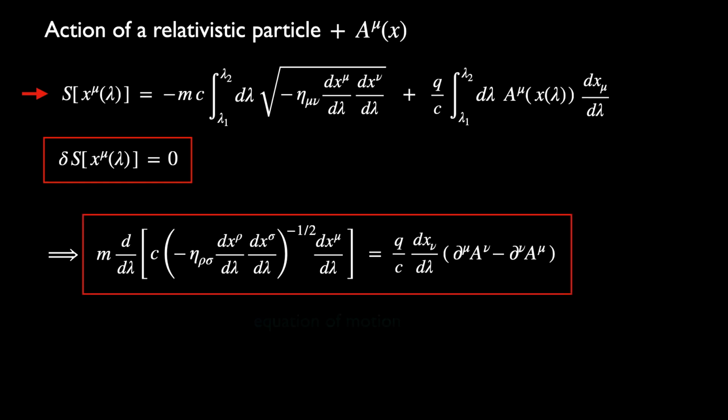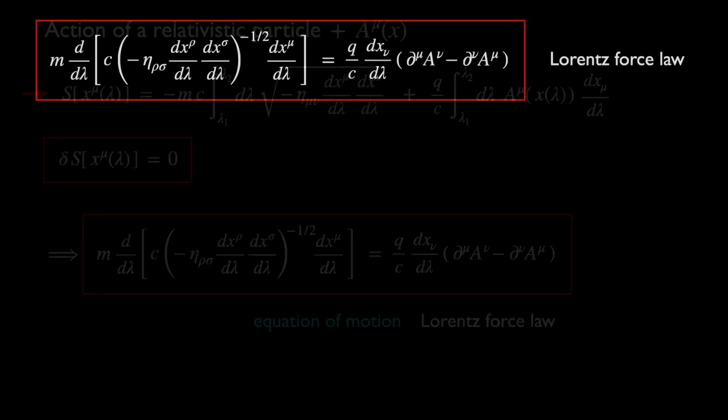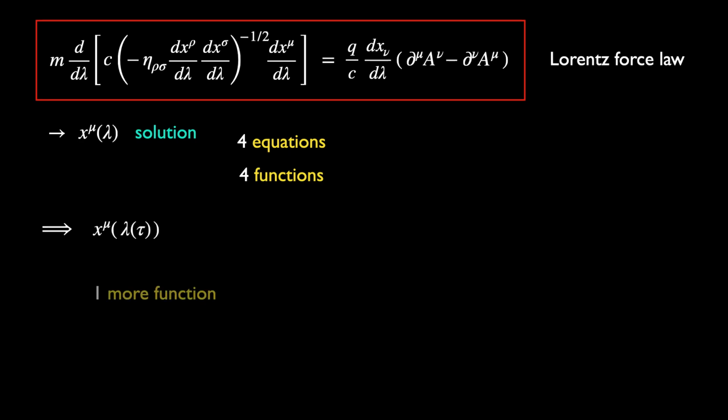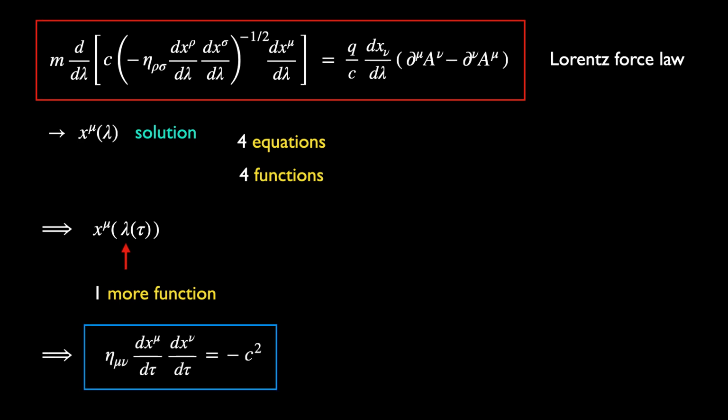This is the equation of motion, which is in fact the covariant version of the familiar Lorentz force law, as we shall see. Once again, we have 4 equations of motion to solve for 4 functions, which give the trajectory of the particle. As before, we could let lambda be a function of tau, which could then be used to satisfy the velocity constraint in the blue box.